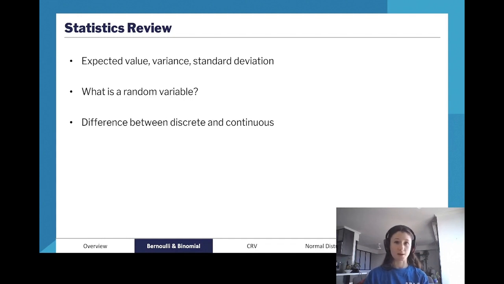So what we're going to start with is a quick review of statistics. This is going to be content that you have hopefully studied in year 11 and potentially even year 10. Kind of simple concepts such as expected value, variance, and standard deviation.